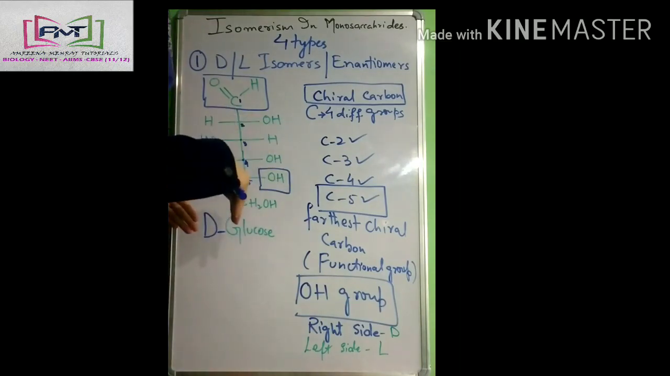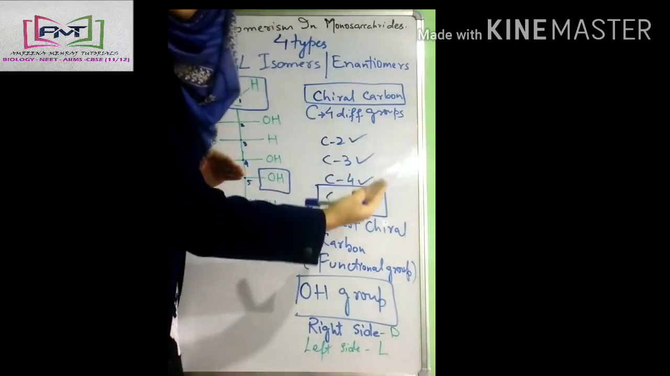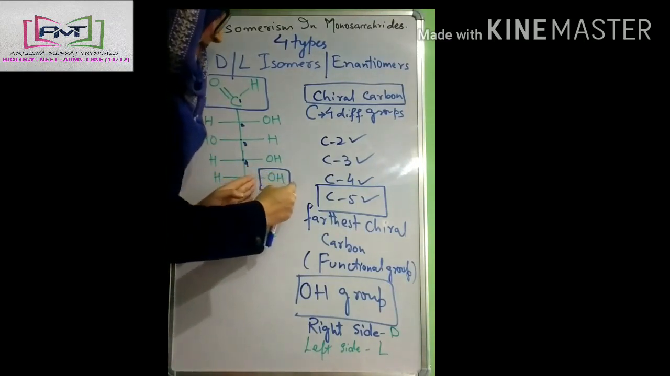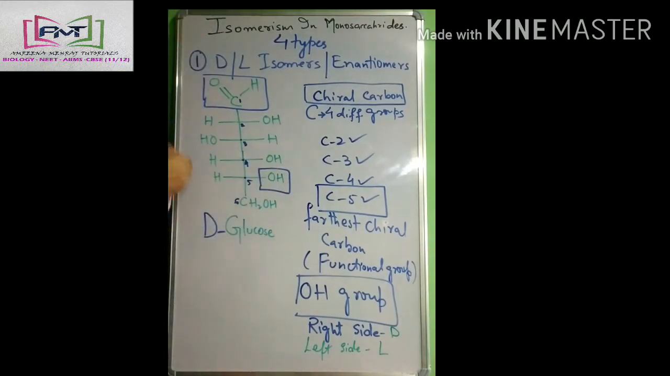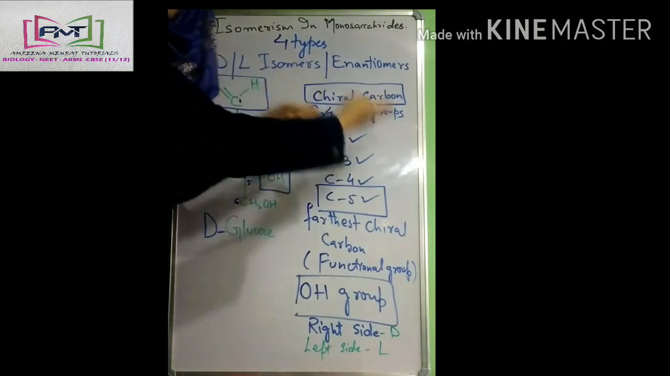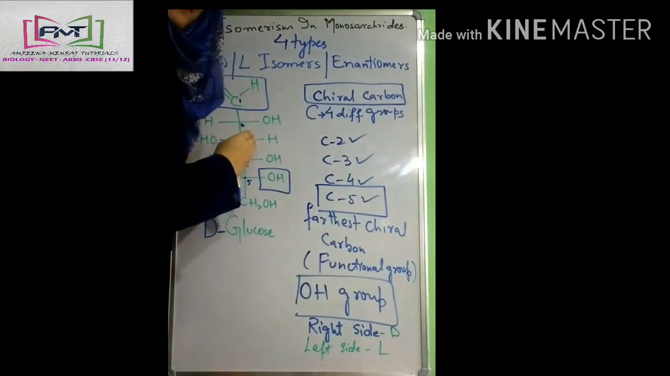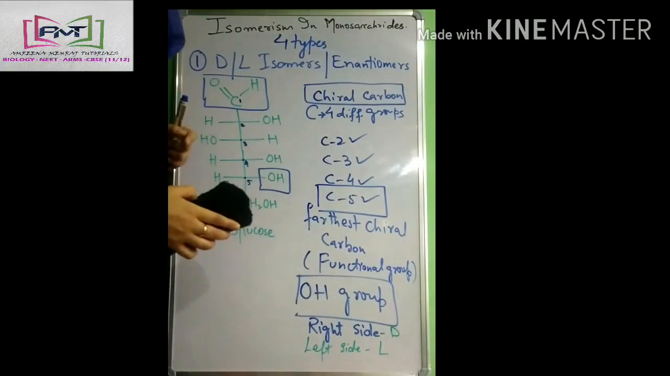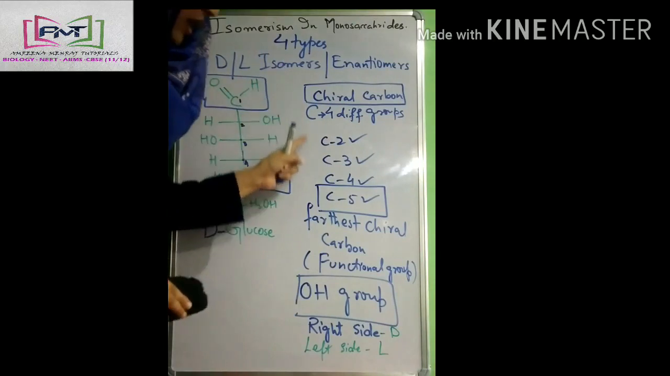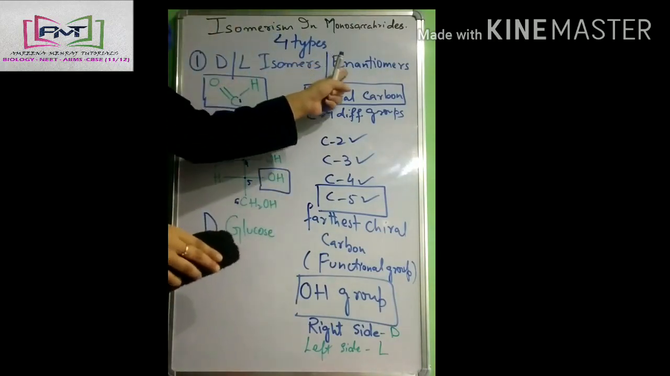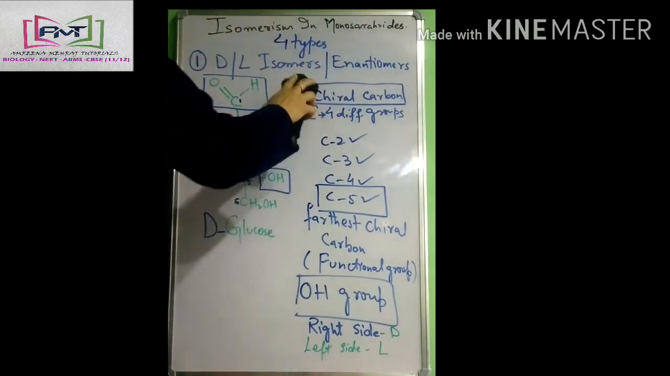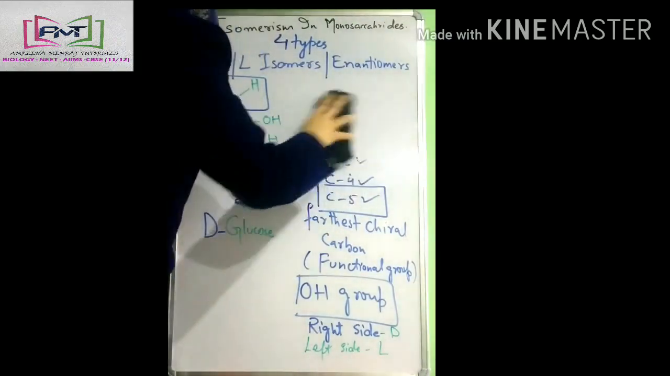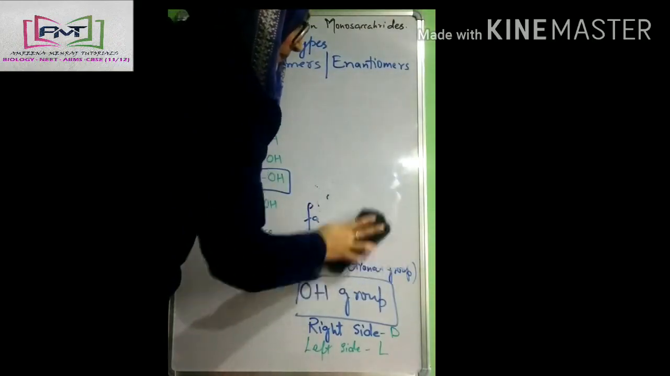Now let us try and draw its L isomer. What will be that? In that you will have to place this in the opposite direction. Simply you have to get the mirror image. Mirror image of this D glucose will be the L glucose. So these points will help you to understand what enantiomers are. So let me rub this off and let me now draw L glucose with you people.